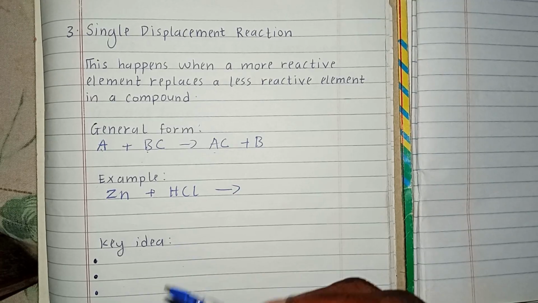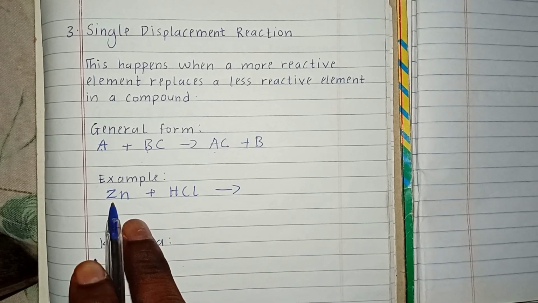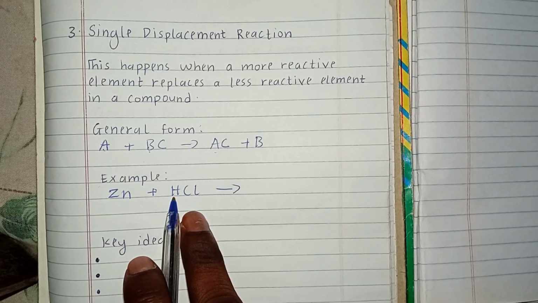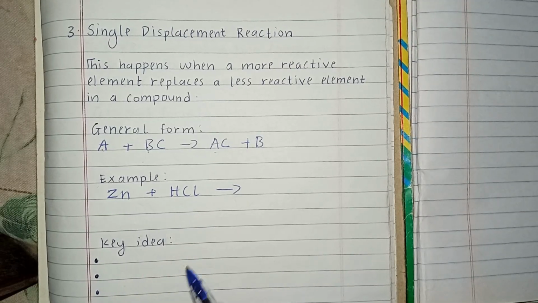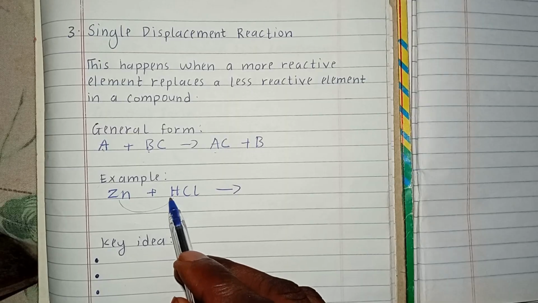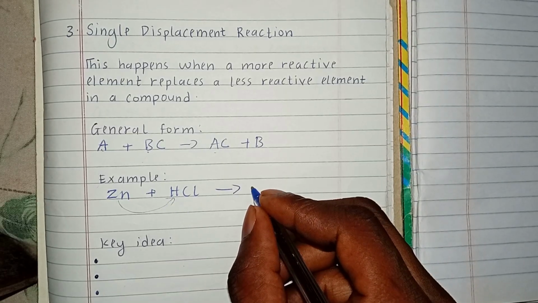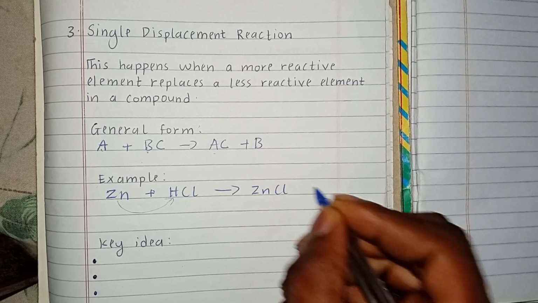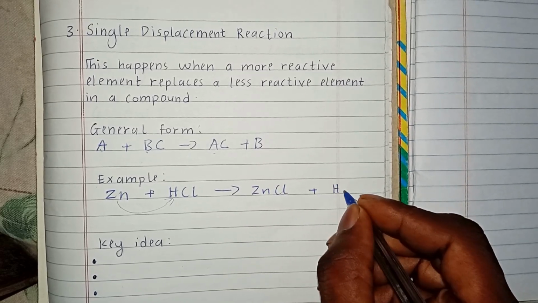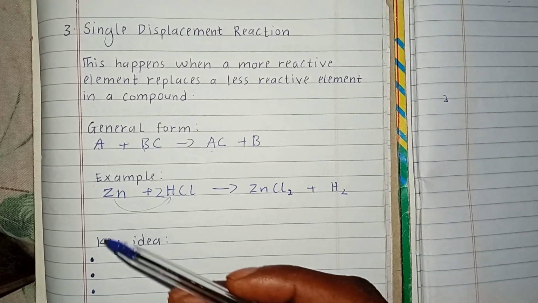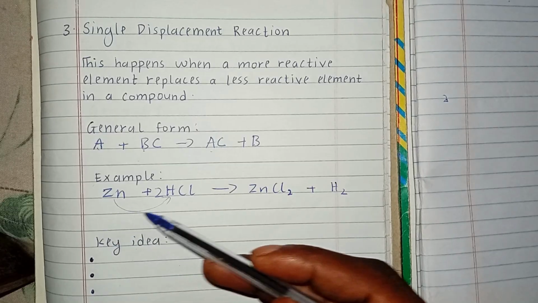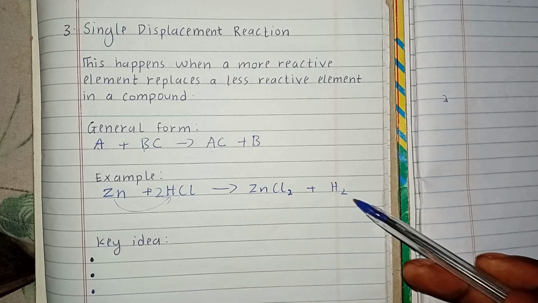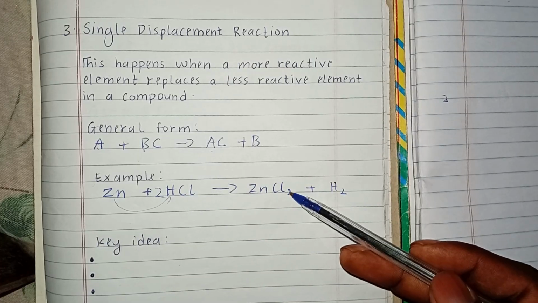If you study the reactivity series, you'll notice that zinc here is more reactive than hydrogen, meaning the reaction can happen. So zinc kicks hydrogen out. Then we have zinc chloride plus hydrogen gas. So as you can see, because zinc is more reactive than hydrogen, the reaction happened. Hydrogen was kicked out, zinc took its position.